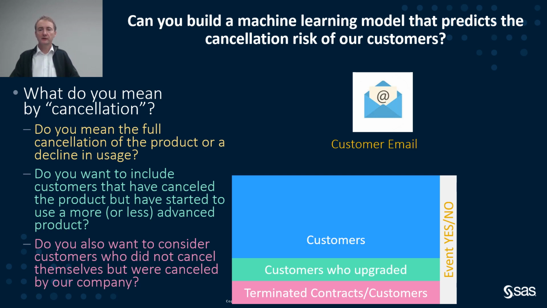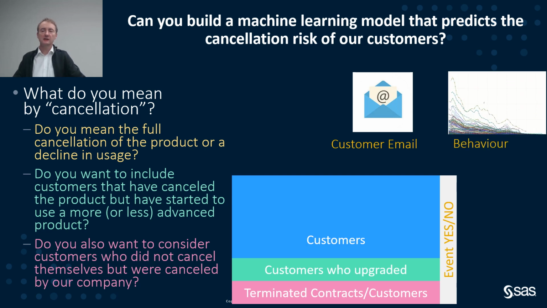Also the topic, what is the target variable? We already mentioned earlier that the cancellation of the product can be maybe something like the customer sending an email and saying, I'm not using this service anymore. However, this might also be a decline in usage. On the left-hand side, with the customer email, maybe this is just by taking data directly from a lookup table and joining it to our analysis data set where we have the list of customers who have canceled the contract.